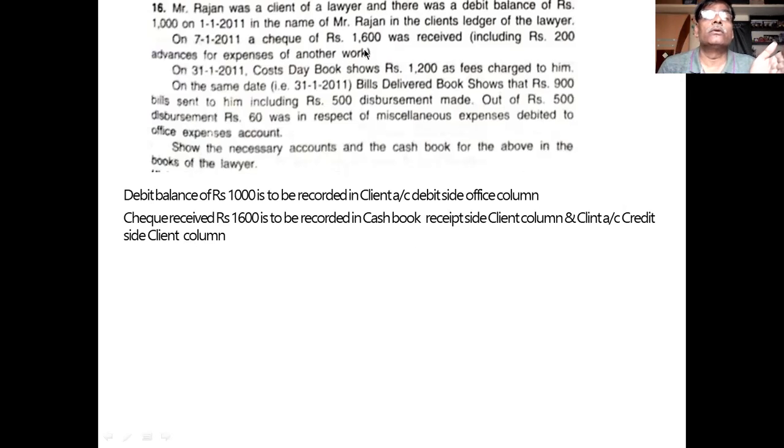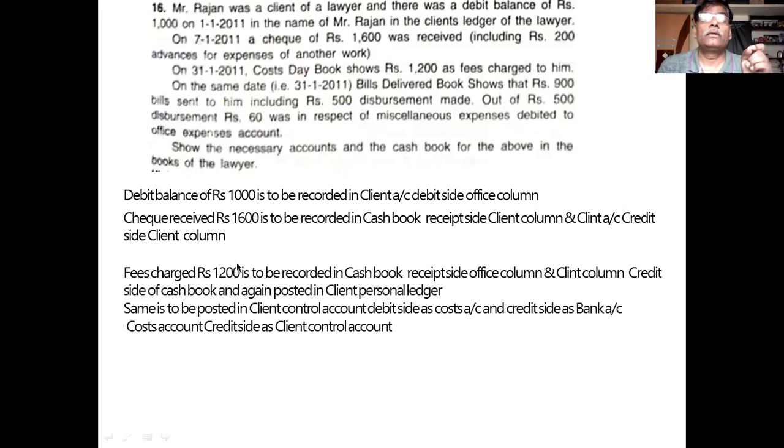1600 cash received, check received, is recorded in the cash book first, cash book receipt side in the client column, and in the client account credit side, client column. Remember, these two times you have to write, and thereafter you have to take the fee charge.